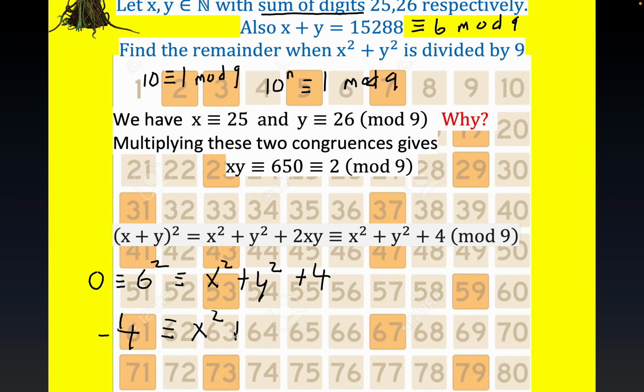Now right here we've done most of the work, but you're saying negative 4. How do you get a remainder of negative 4? Well, you don't, but you know that negative 4 is congruent to 5. Sorry, this is congruent to 5. Why? Because 5 and negative 4 are 9 apart. That's another way of looking at it. So the answer to the question is 5, folks. Because we were asked, what remainder do you get when you divide x squared plus y squared by 9? And so, that is the answer.